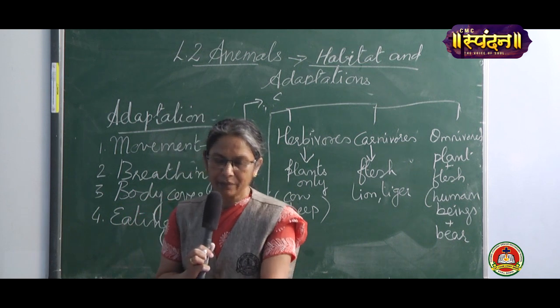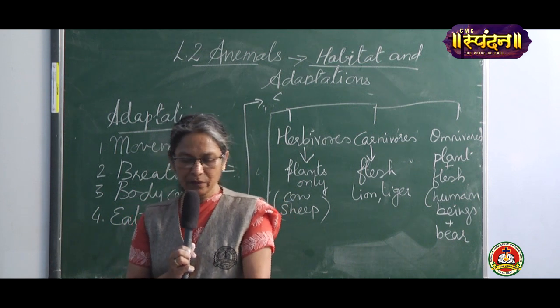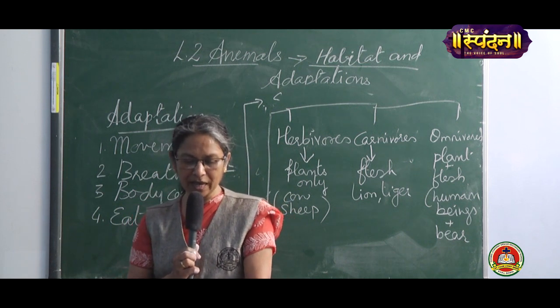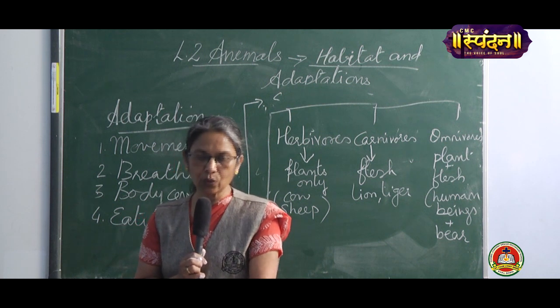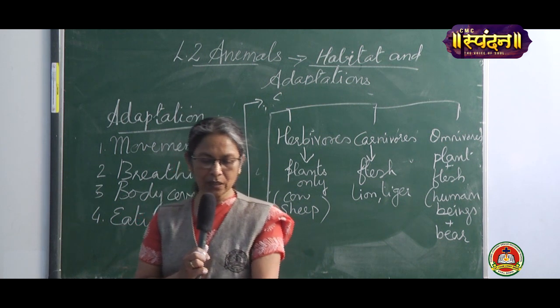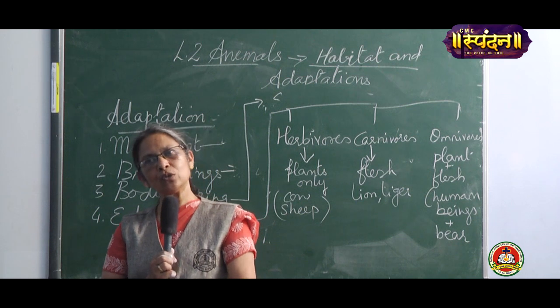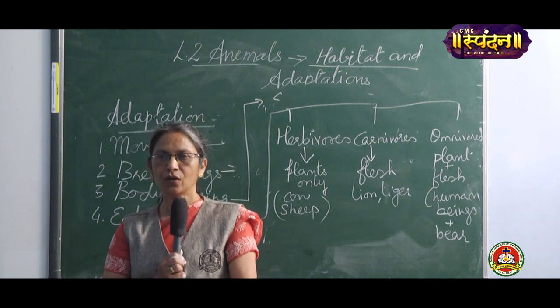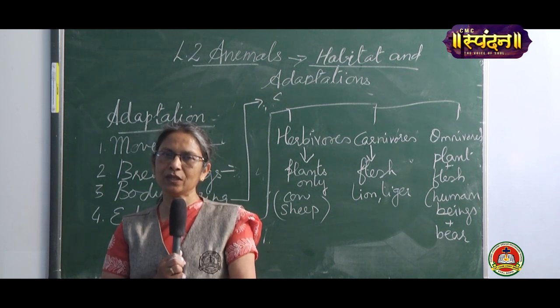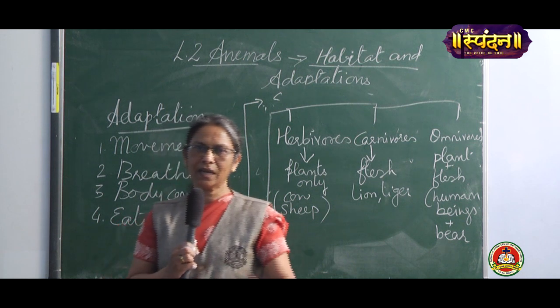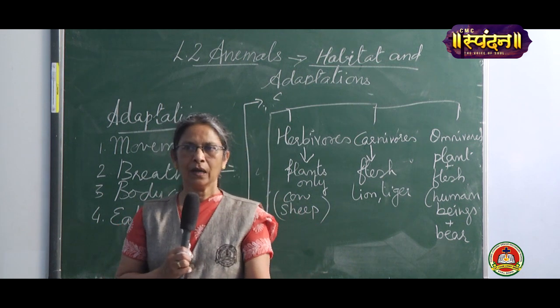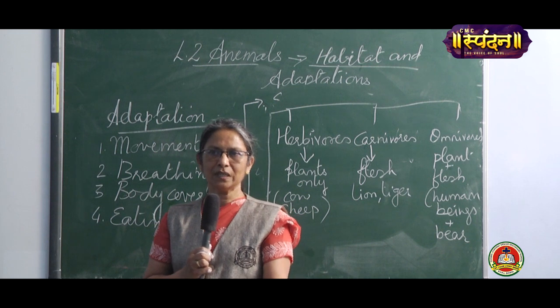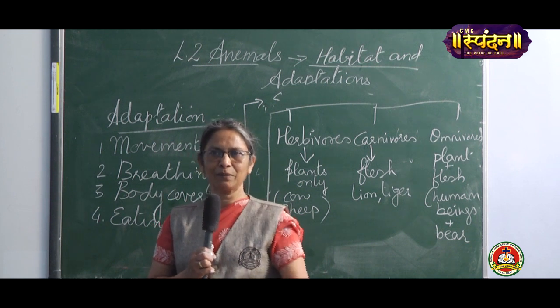So, animals that eat both plants as well as flesh, such as bears and human beings, have well-developed teeth to eat both plants as well as flesh. Crows have strong beaks to eat a variety of foods. I hope it's clear till here, children. So, shall we have a recap of this once again? Okay, so once again we start.